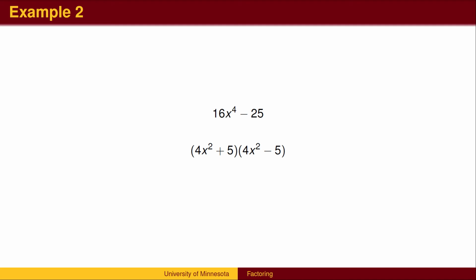16x to the 4th is 4x squared times itself. Here's another example. What can we multiply by itself to get x cubed? In this case, since the exponent is odd, we can't split x cubed evenly, so this expression cannot be factored.